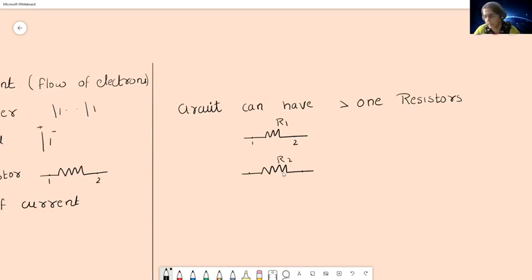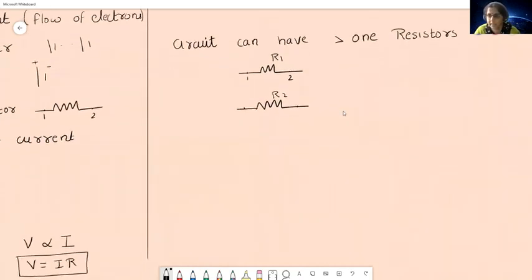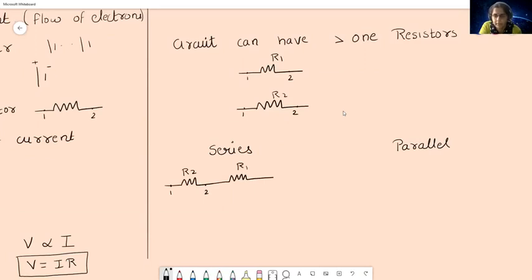Two resistors can be connected in two methods. One is series, another one is parallel. Series is end to end. What happens in series connection? I have R1 with terminal one and second terminal. The second terminal is connected to the first terminal of R2. That is, they are connected end to end. This end to end connection is called a series connection.